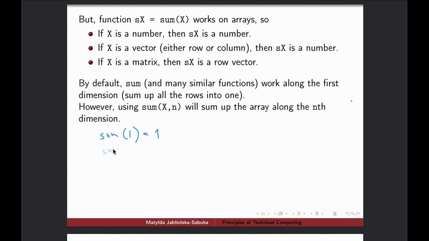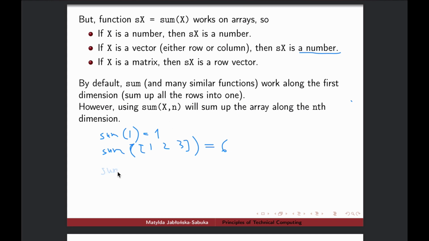If you have a vector, whether it's a column or row vector, it doesn't matter. Let's say 1, 2, 3. Then Matlab understands that you want to add up those elements. So really, regardless of whether it's oriented horizontally or vertically, as long as it's just a vector and not a higher dimensional matrix, it will actually add up those elements. So the result will be 6 here. So if X is a vector, either row or column, then sum of X is a number, so same as for an individual number.